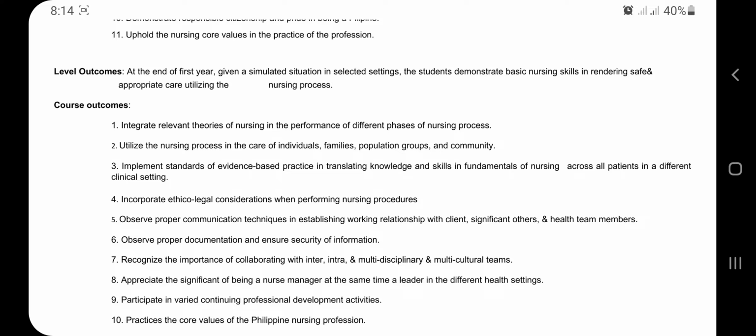implement standards of evidence-based practice and translating knowledge and skills and fundamentals of nursing across all patients in a different clinical setting. Especially kayo mga students in the future, okay, once you become second year at magkaroon na kayo ng cupping, matawag na kayo ng mga student nurses, you will be able to expose in different clinical setting. As such, we have the Northern NMMC or Northern Mindanao Medical Center. So, nasa Cagayan yan siya. So, pwedeng ma-expose kayo doon.